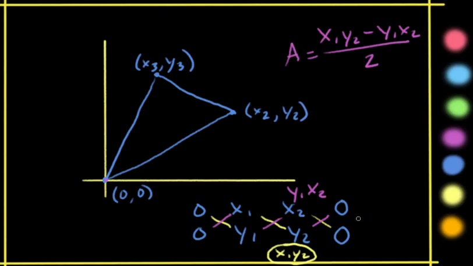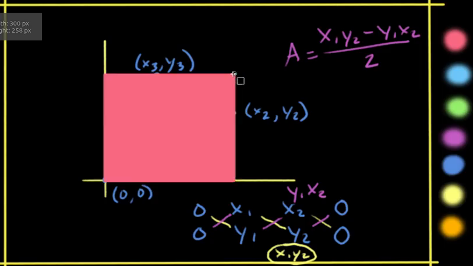Now, can we prove that this is true for this simple case? And then we'll use this simple case to prove it for a more complicated case. So how are we going to do this? Well, first thing we need to do is draw a rectangle. Let's draw a rectangle, and it's going to start with one corner at the origin, and it's going to go as big as it needs to be so that it just fits my triangle.